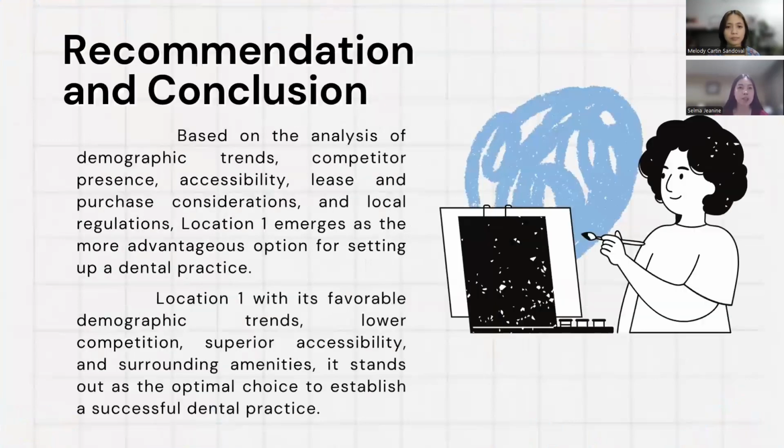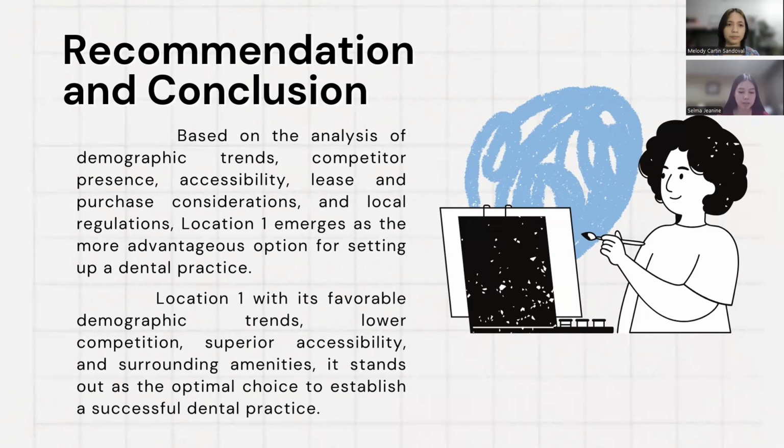For the recommendation and conclusion, based on the analysis of demographic trends, competitor presence, accessibility, lease and purchase considerations, and local regulations, location 1 emerges as the more advantageous option for setting up a dental practice. Location 1 has a positive population growth rate of 3.70%, which indicates a steadily increasing potential patient base.